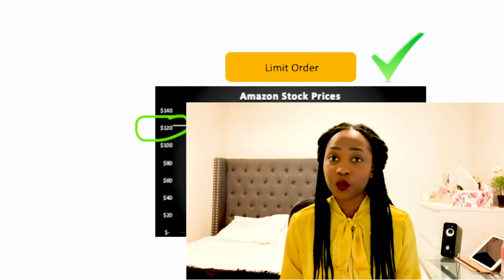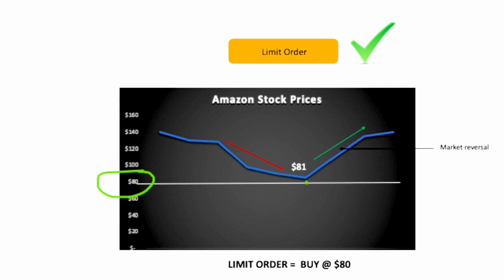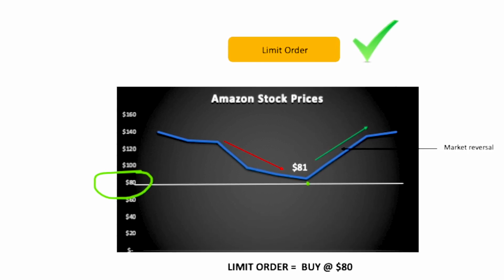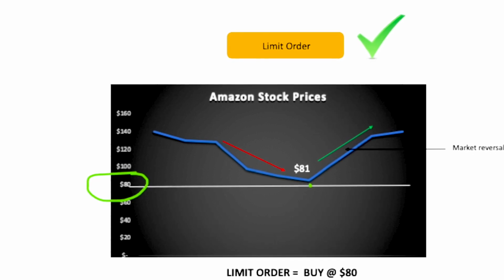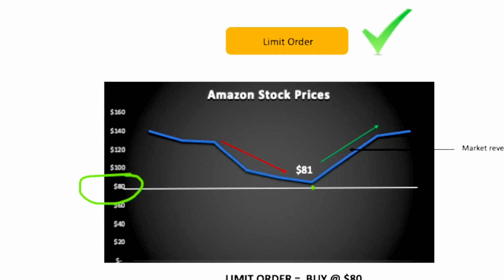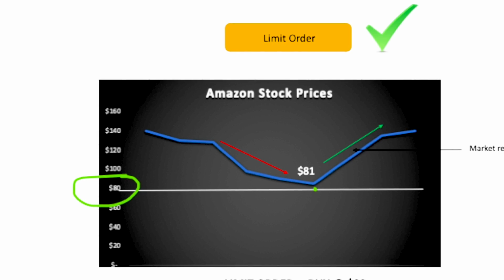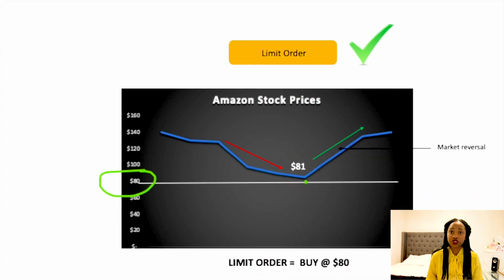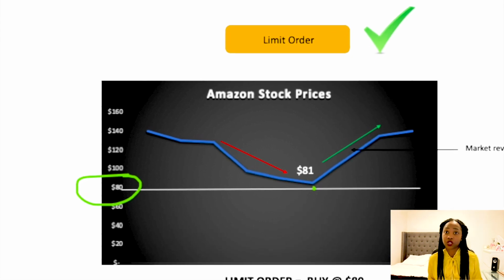And vice versa, when you're trying to buy low, if you say, hey, buy it at $80, and let's say the stock price goes to about $81, and just before it was about to go down to 80, the market reverses and starts going up again. That means it never reached $80, so the order was never executed, so it's just going to expire, and you have to look for another opportunity somewhere.